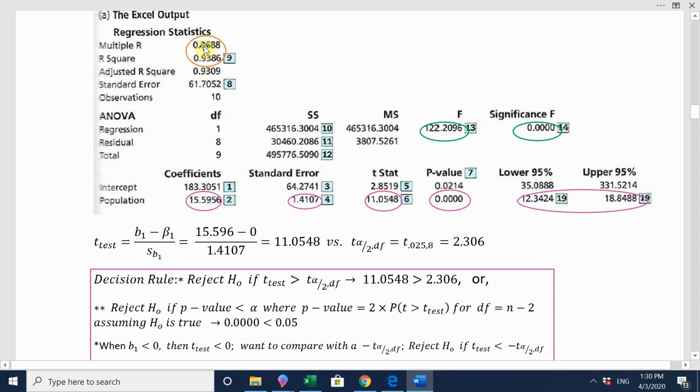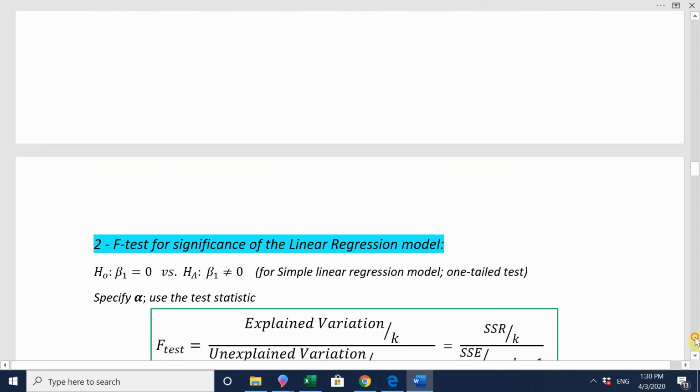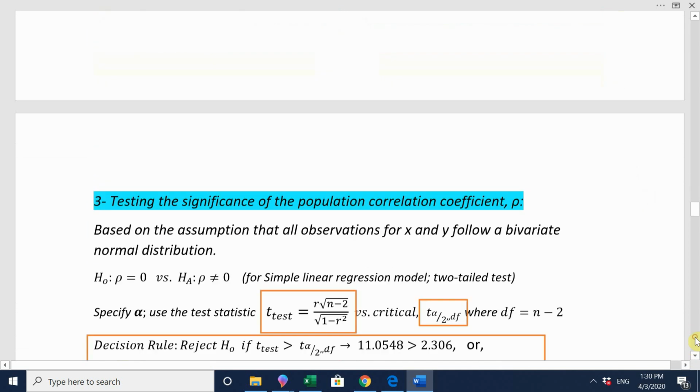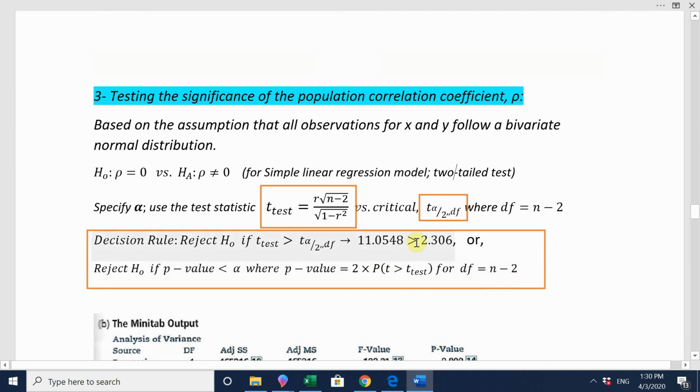So if I multiply this times the square root of 8 in my numerator, and I divide it by 1 minus r squared in the denominator, again that is feasible, you can do that by using your sample output. In fact, you will get a t-test value that is exactly the same value. I don't know if you remember, it is the same t-test value that I got from testing the slope in my first hypothesis test.